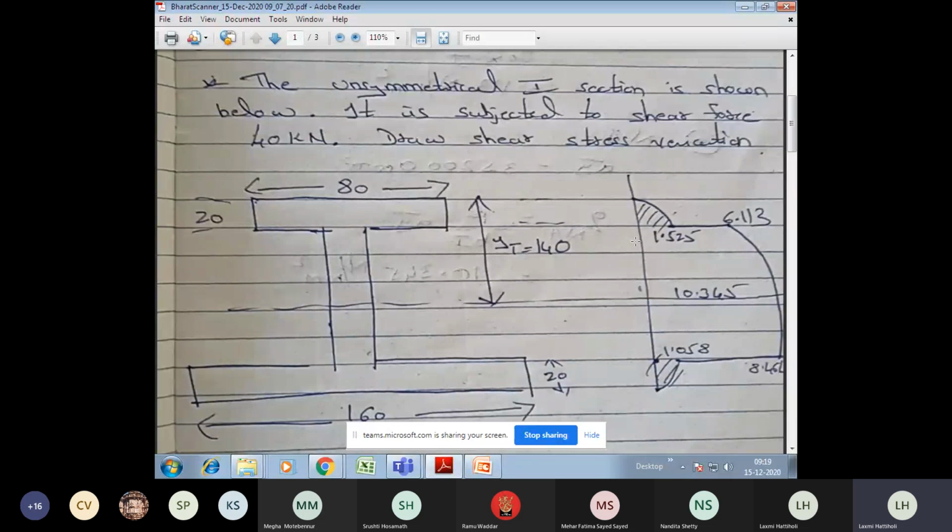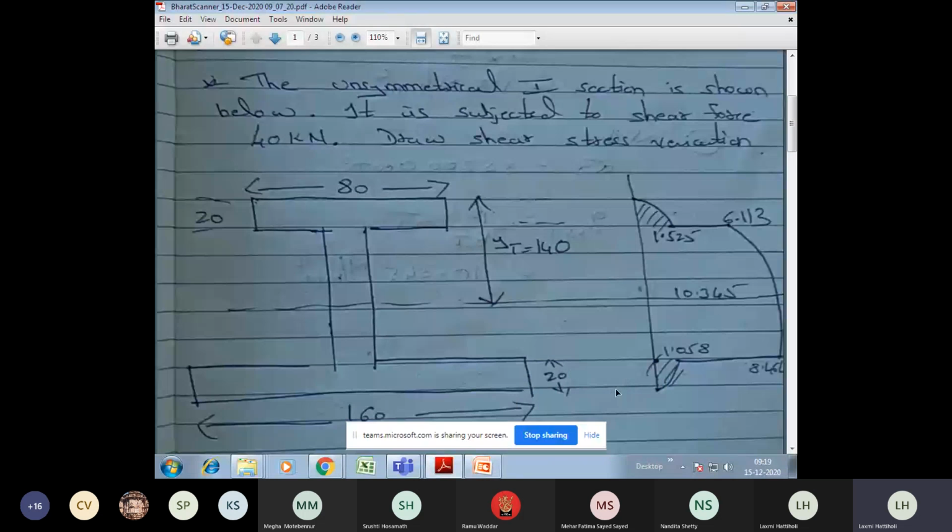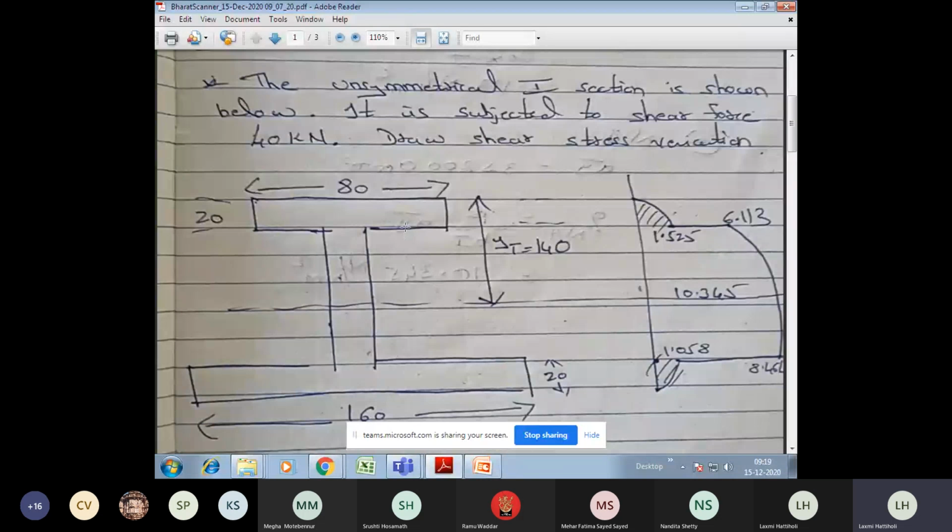Before I go to that, just observe this cross section. Top flange width 80 mm. It is in mm, so the unit is missing here. Kindly note and make the correction. Top width 80 mm. Depth of the flange 20 mm. And bottom flange 160 mm. And depth of the bottom flange is 20 mm. And this web, of course, is missing here.